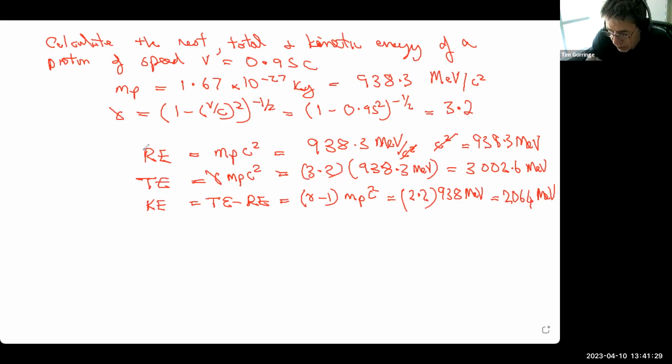And so these are three different types of energy. One is associated with the mass of the particle, the proton: rest energy. The other is associated with the motion of the particle: the kinetic energy. And the total energy is just a sum of those two contributions. And if you were to add these numbers up, the 938 plus the 2064, you should get the 3002, and I think you do. Anyway, that was an example of a relativistic particle, an example of a highly relativistic particle, 95% of the speed of light. We looked at its rest energy, its kinetic energy, and its total energy, and how to calculate those different forms of energy.